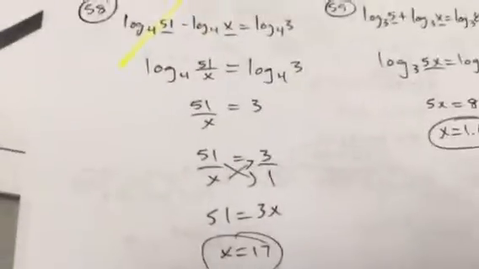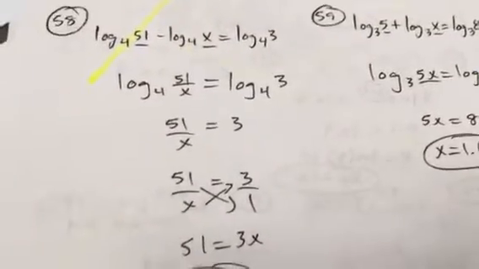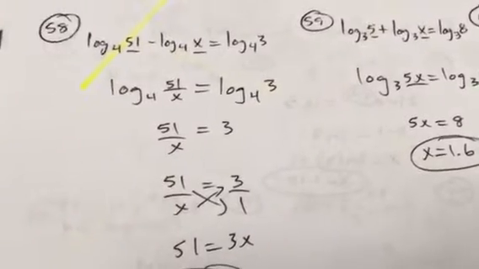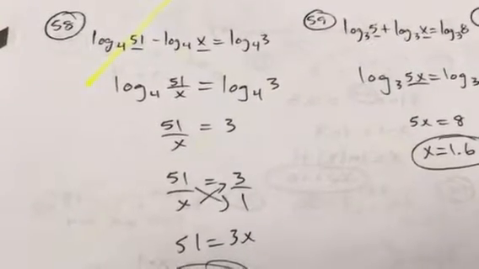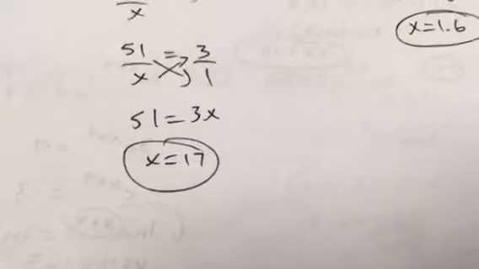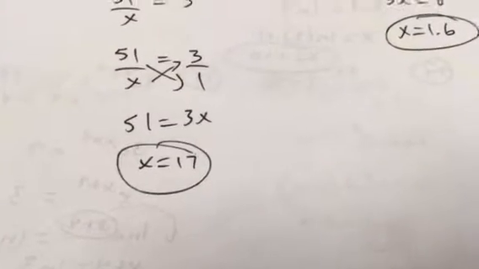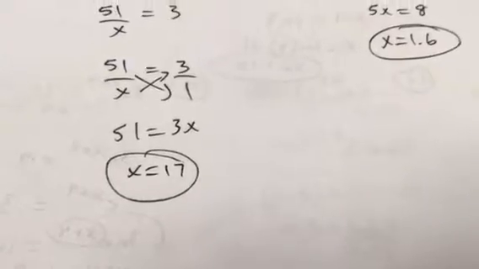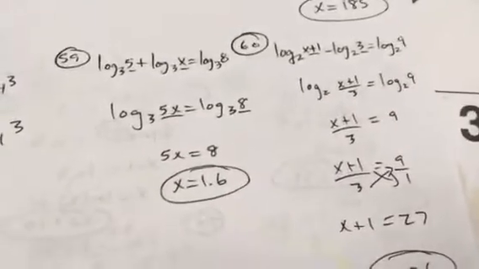It was nice and gave you the answer for the next 3. Again, you have subtraction, so you're going to have log base 4 of 51 divided by x equals log base 4 of 3. That means 51 over x must be equal to 3. 51 over x equals 3 over 1. Cross multiply. You get 51 is equal to 3x. X is 17. All right.